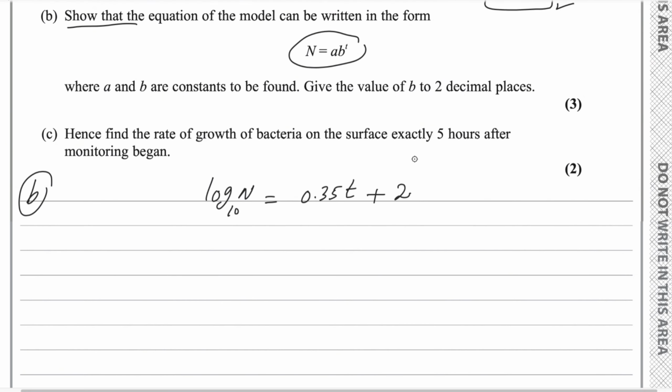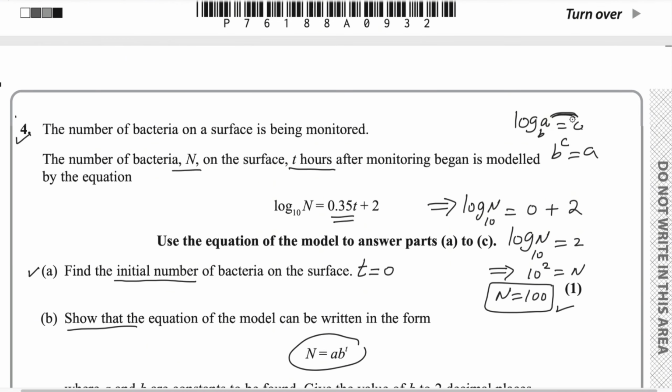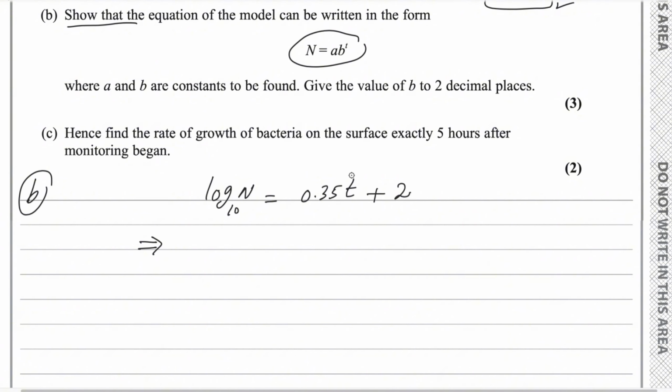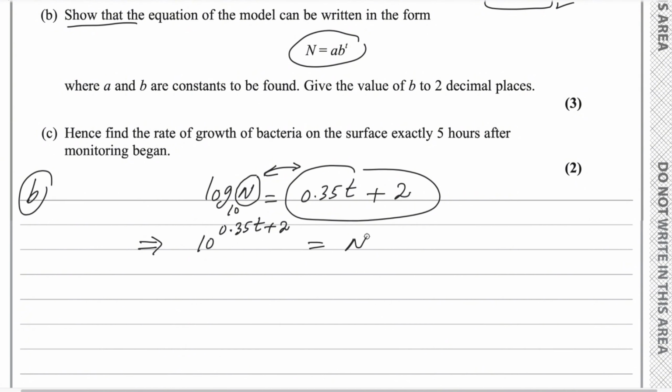Actually, we will change this logarithm into the exponential form. Like I told you earlier, this is the formula. We are interchanging these two. This number becomes the power of the base. Same method we will apply here. This number and this value of N will interchange, right? It is the rule. So this becomes the power of 10: 10 power 0.35 t plus 2 is equal to N.